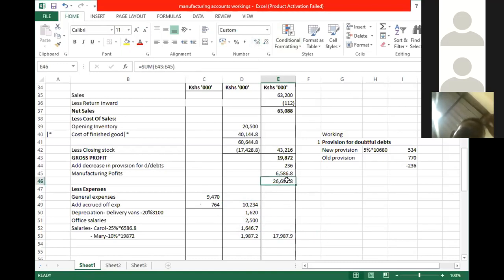Subtracted from this figure here, we should be able to get 8706.9. Subtracting 607.9. Now, let me refer you to the note number.